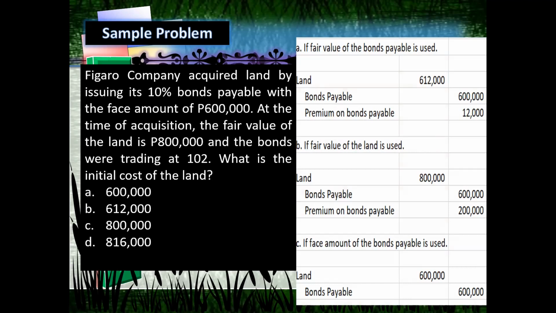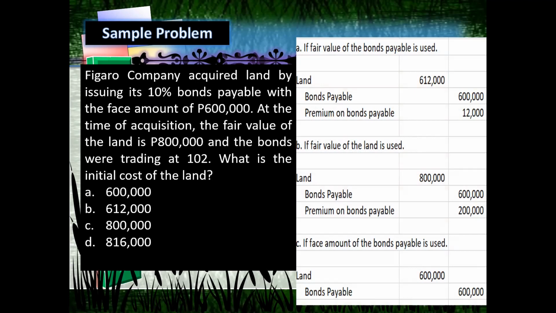Now, kung pagbabasehan natin, kasi diba given naman lahat, fair value tsaka yung face amount ng bonds. So, silang tatlo ay present naman, so of course, land should be measured at fair value of the bonds payable, which is 612,000. So, yun yung ating basis of our cost.